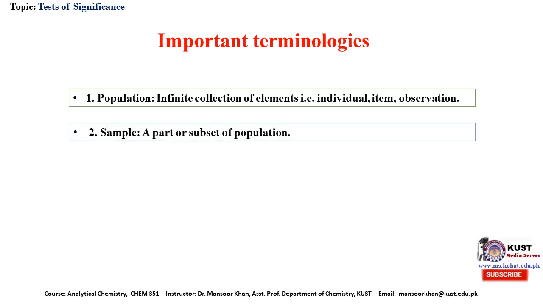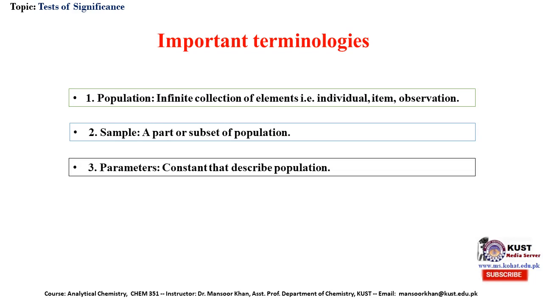The second important terminology is called sample. Sample is a part or subset of population. Sample is a small part of population which is the representative of the whole population. So we cannot use the whole population for analysis in the laboratory. Therefore we take some smaller portion of the population which is called the sample, which is the representative of the population, and this sample is then used for analysis in the laboratory.